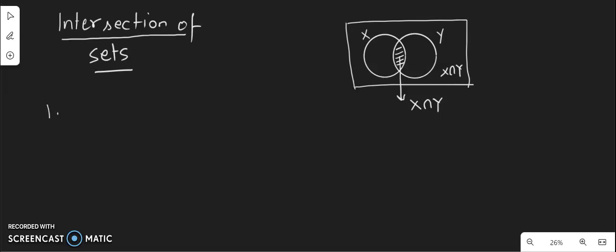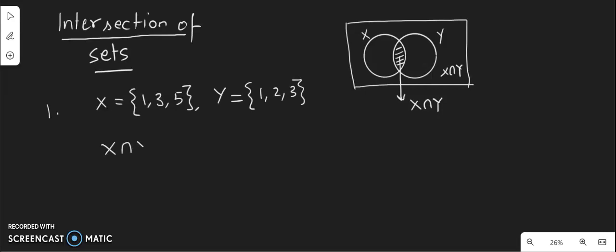And the first problem which I'm picking up is, let us suppose X is a set which is given to you as 1, 3, and 5, and there is a set Y which is given to you and it can be written as 1, 2, 3. So there are three members in set X, three members in set Y, and you want to know what is X intersection Y. Simply you have to see what are the common elements between them.